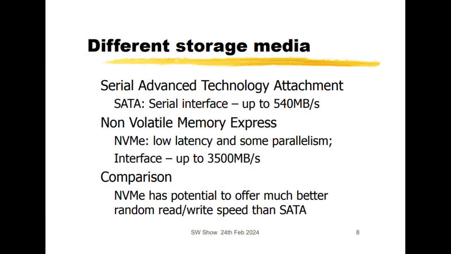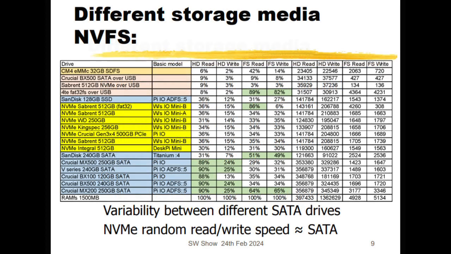Now, Serial Advanced Technology Attachment, SATA, uses a serial interface and can run up to 500 megabytes a second, but that's its peak speed. Non-Volatile Memory Express, NVMe, has got low latency and some parallelism, and the interface can run up to 3,500 megabytes per second. So it has more potential, but it's the actual interface that limits the speed.